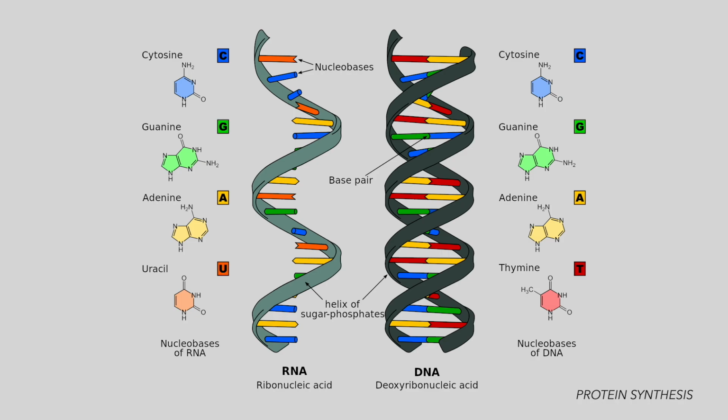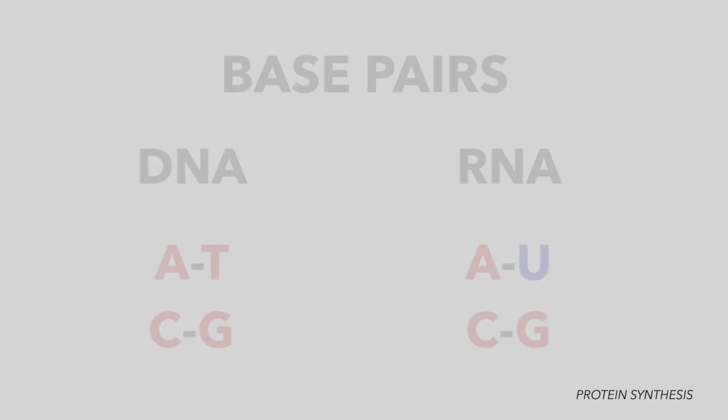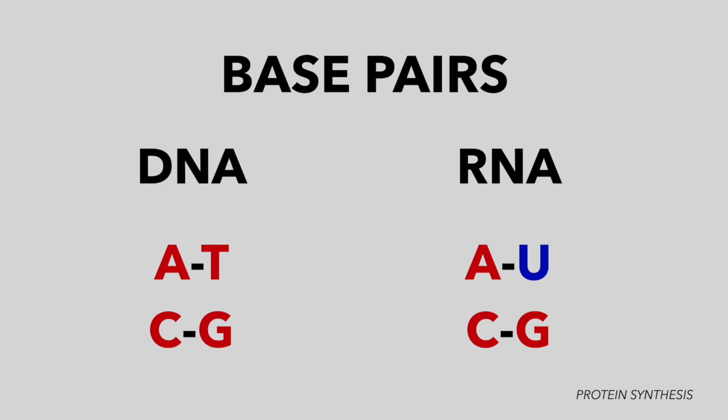Remember, the bases of DNA are adenine, thymine, cytosine, and guanine. And remember that in RNA, thymine is replaced with the uracil. The dash represents that the two bases are paired together. So in DNA, A pairs with T, C pairs with G. In RNA, A pairs with U, C pairs with G.